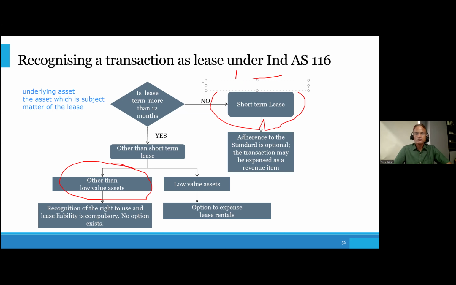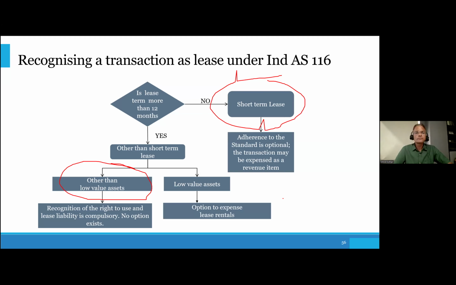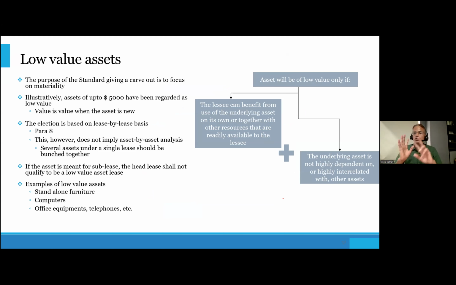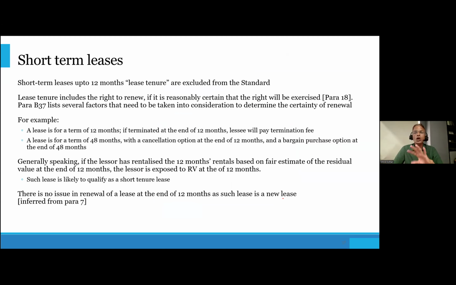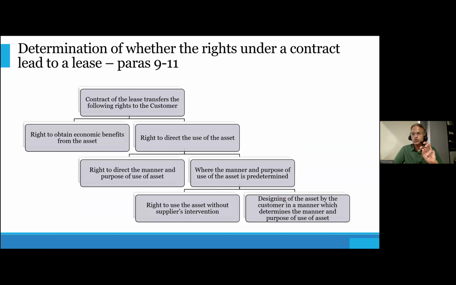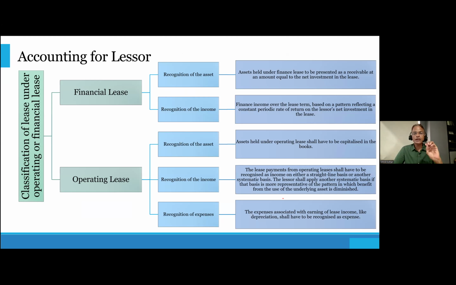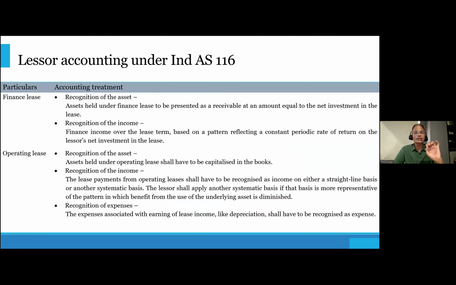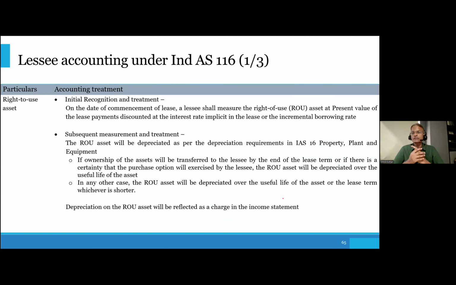Let's move forward. Now that's the exception. Moving forward, there are only two exceptions: low value assets and short tenure transactions. Assuming the exceptions don't apply, in that case the lessee accounting will be based on the ROU asset, the recognition of a right of use asset, accounting by the lessee. Let's come straight to accounting by the lessee. The right of use asset. What's a right of use asset?